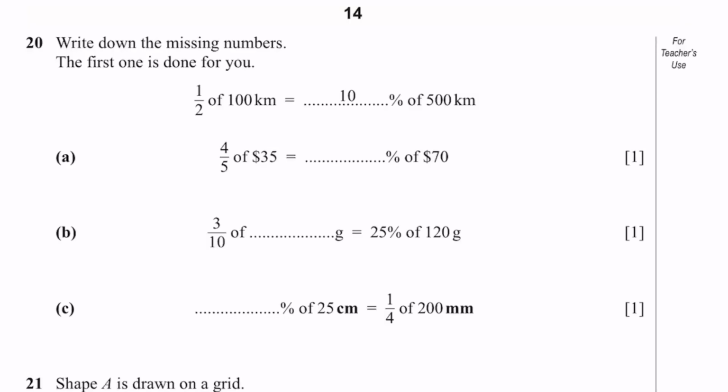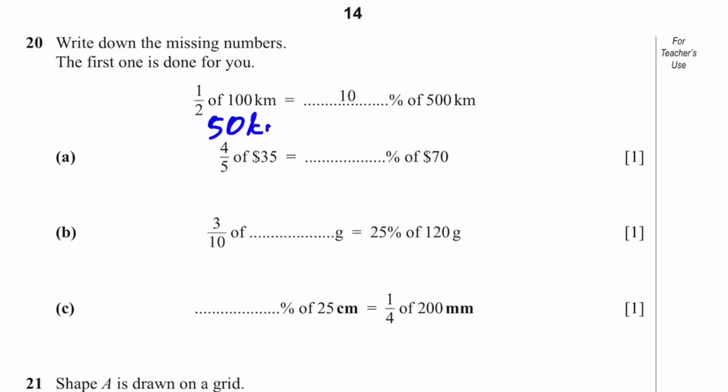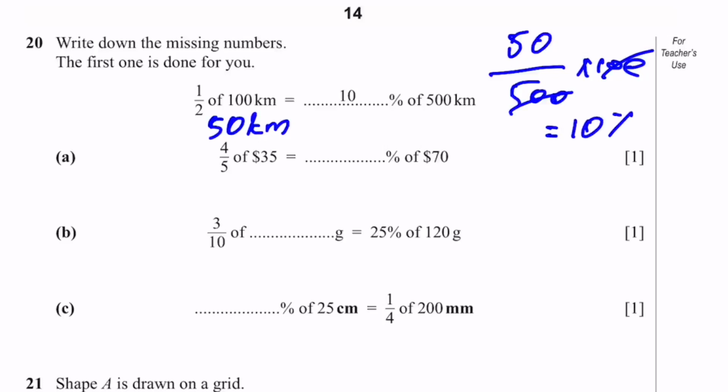Question 20. Write down the missing numbers. The first one is done for you. Half of 100 kilometers is equal to dash percent of 500 kilometers. And the answer is 10%. Why? Half of 100 kilometers is 50 kilometers. And 50 by 500 into 100 forms the percentage. And we can cancel this out. So 50 divided by 5 is equal to 10%.